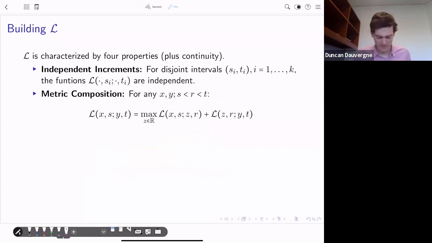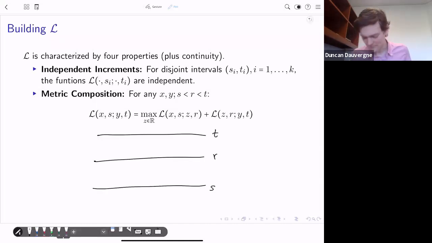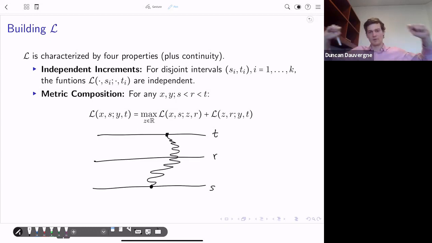Second, you have what was a semigroup property for the landscape, or I'll call it a metric composition law. So now suppose you fix 3 times S, R, and T. And say I want to understand last passage or the landscape value from time S up to time T. Well, this is going to be achieved by some path that goes through the time R. And so, how do I get the length from here to here? Well, it's going to be the best possible value of a length from here to some point on here, plus this point to there. So you have this metric composition law where L of (x,s; y,t) is just the max over z of L of (x,s; z,r) plus L of (z,r; y,t).